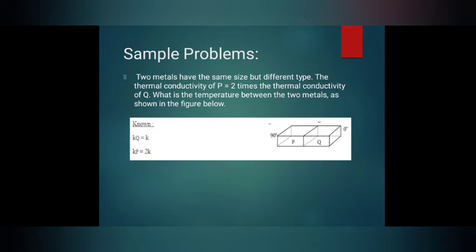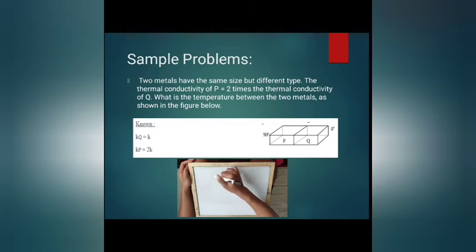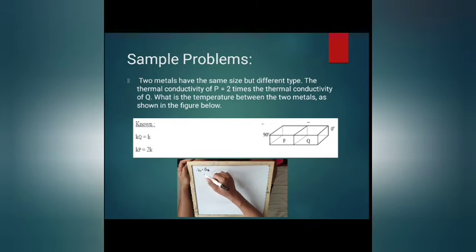So two metals have the same size but different type. The thermal conductivity of P is 2 times the thermal conductivity of Q. What is the temperature between the two metals, as shown in the figure below? As seen in the problem, since they are in contact with each other, we can conclude that the heat transfer Q of the material P is equal to the heat transfer of the metal Q.